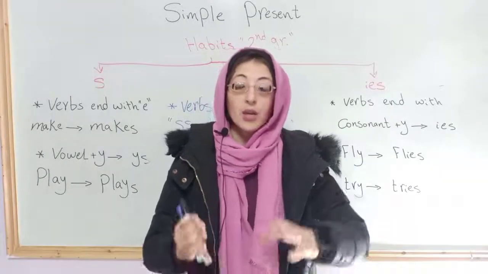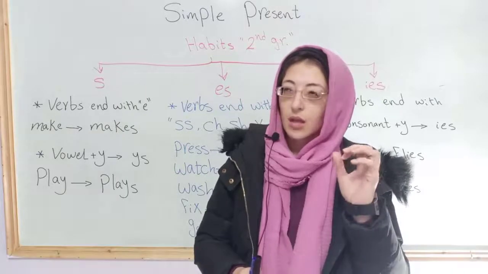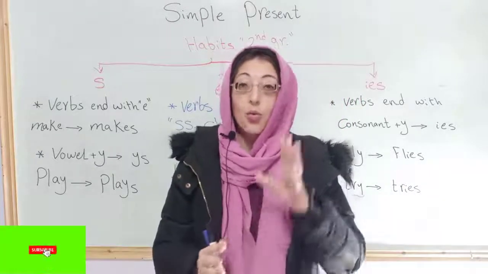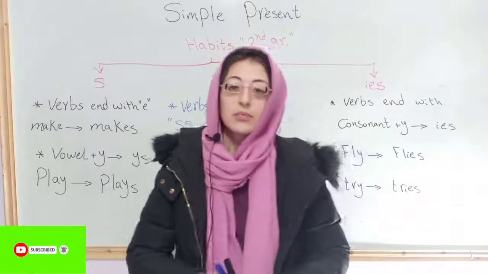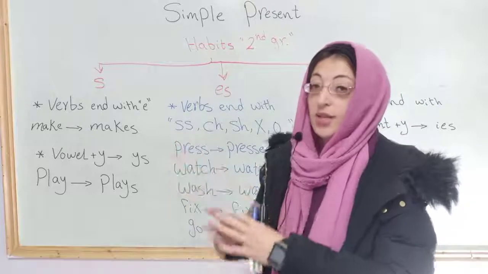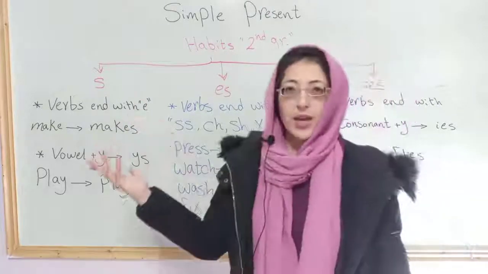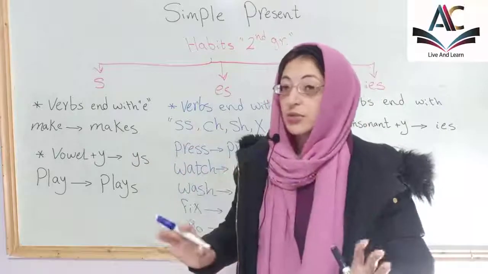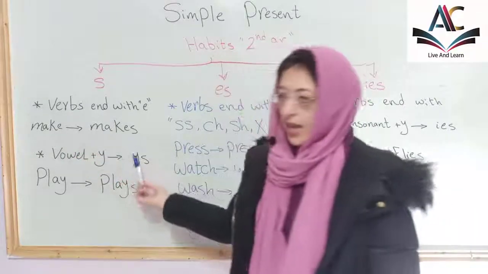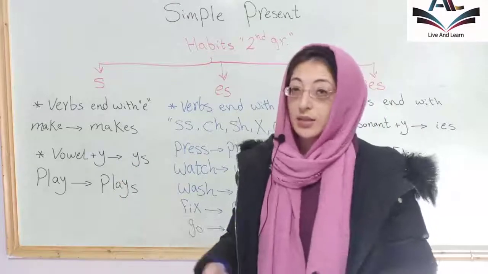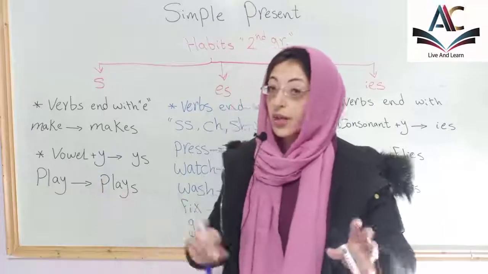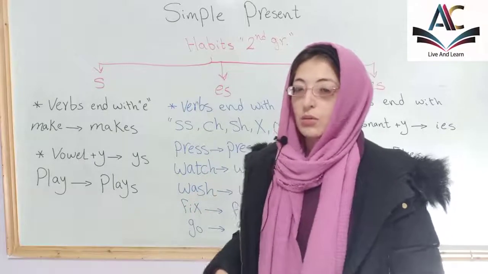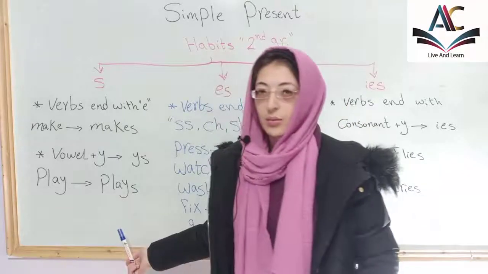Okay, my dear, so in order to talk about the simple present tense, and in particular about habits with the second group, I told you that you have to add S, ES, or IES to your action verb. Now, let's discuss these in detail. First of all, when do you have to add S? Look here, you have verbs that end with E. All you have to do is just add S, like make, makes. And any verb that ends with Y, and before the letter Y you have a vowel. Do you know vowels? We have A, E, I, O, and U. So you just add S, like play, plays.